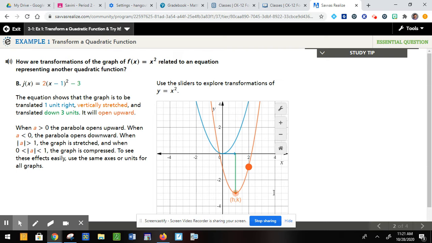The -1 on the inside moved it right 1. So it would have been here, but instead that -1 moved it there. And then the -3 on the outside moved it down 3. So it would have been here without the -3, but now it is here. Okay, let's look at the next one.